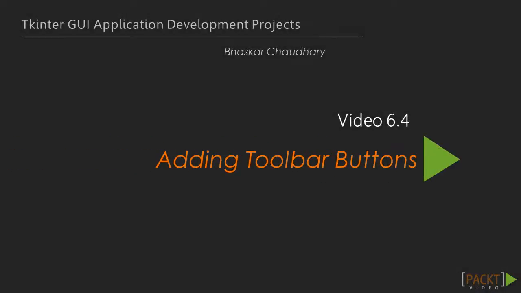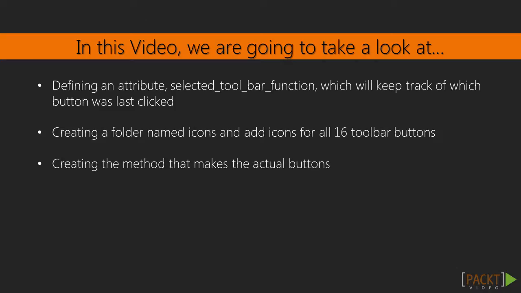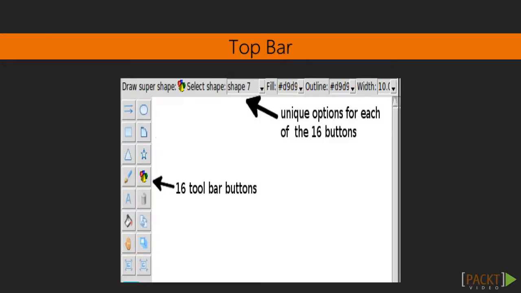Welcome to the next video of the sixth section, Adding Toolbar Buttons. In the previous video, we have learned how to deal with mouse events. In this video, we'll learn how to add toolbar buttons. Next, we need to add 16 buttons to the left toolbar. Further, depending on which button is clicked, different options would show up in the top bar.